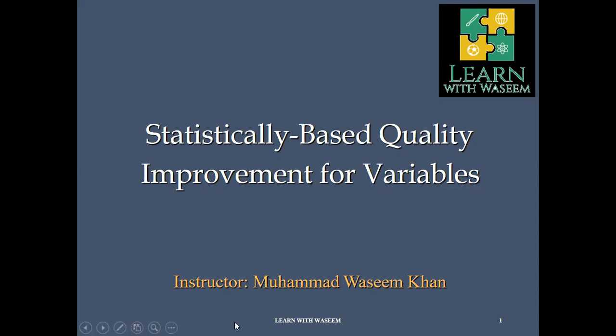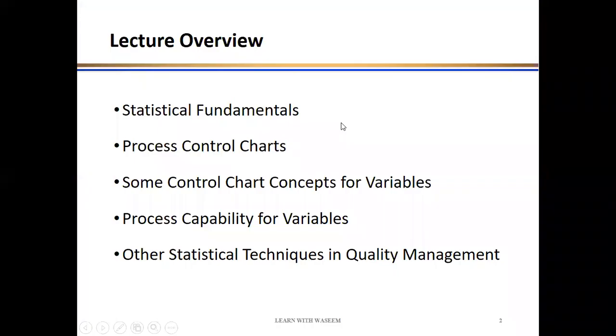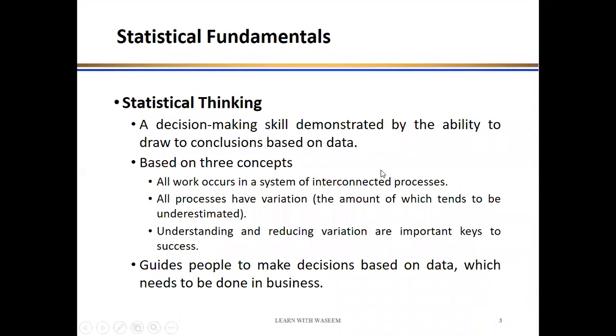In the previous two lectures, we have discussed Ishikawa's seven basic tools of quality and new seven tools of quality. In today's lecture, we will talk about statistically based quality improvement for variables. In this lecture, we will discuss some of the most important topics like statistical fundamentals. We will also discuss the process control charts with examples. We will discuss some control chart concepts for variables, the process capability for variables, and other statistical techniques in quality management. So let's start with the statistical fundamentals.